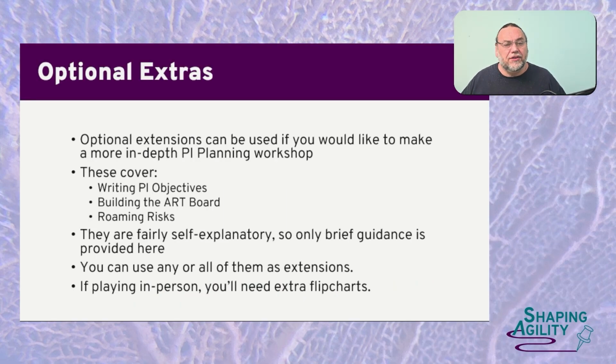As you'll have known if you've watched the briefing guide already, there are 3 optional extensions. You can play the PI planning standalone. It just helps them understand the mechanics of the way team breakouts and sprint plans work. But you can also run a PI objectives extension, building the artboard and roaming the risks. There's only brief guidance here because they're pretty self-explanatory. You can use any of them by itself. You can use all of them.